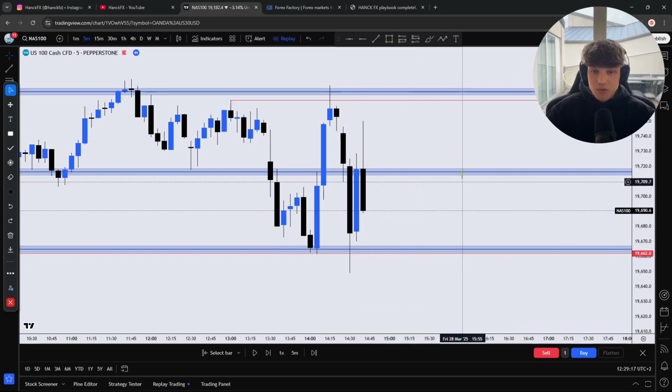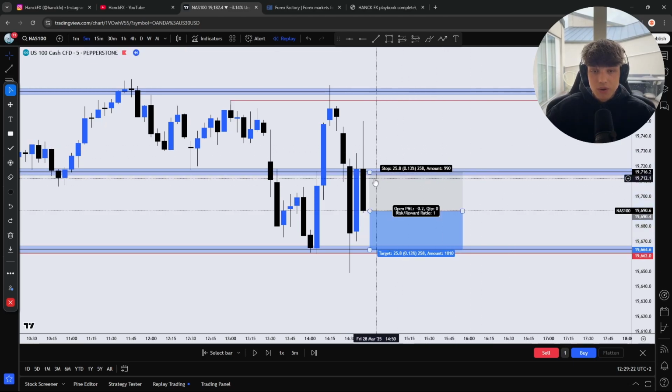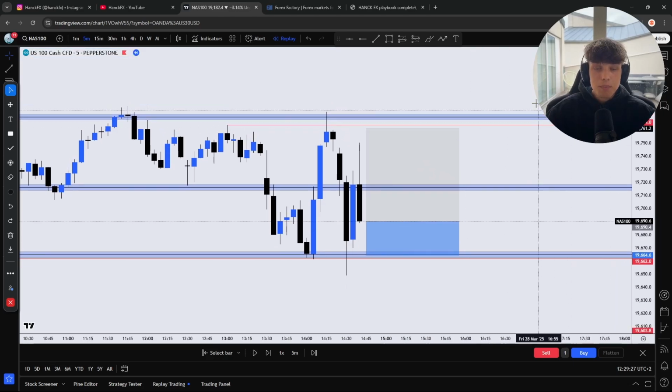This was my entry criteria, my entry confirmation right here. So I entered right there. Stop loss was up here, right above the 5 minute liquidity grab.